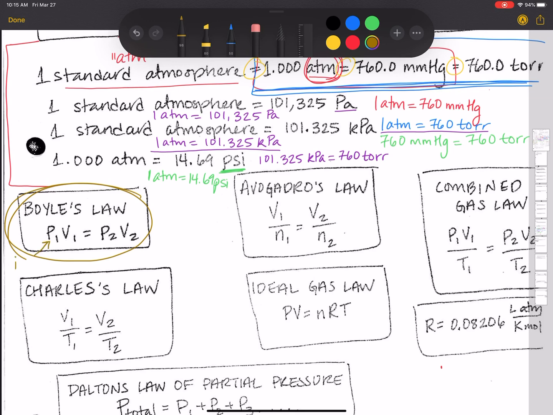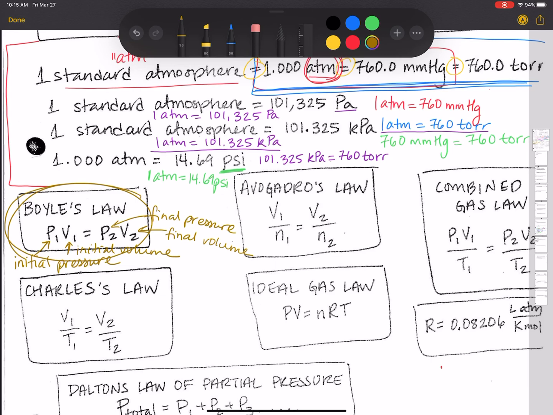P1 means the initial pressure, and V1 means initial volume. P2 is the final pressure, and V2 is the final volume. So you're looking at the relationship between pressure and volume.